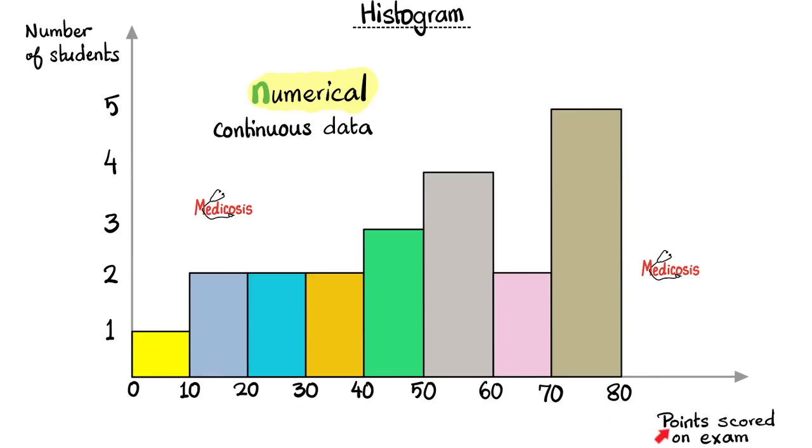In the histogram, here is the points scored on the exam. So how many students scored between 0 and 10? Only one student. How about between 10 points and 20 points? 2 students did this. Between 20 and 30, also 2 students. Between 30 and 40, 2 more students. Between 40 to 50, we have 3 students. Between 50 to 60, we have a whopping 4 students. Between 60 to 70, 2 again. Between 70 and 80, we have about 5 students. Meaning for this class, the exam was more easy than not.